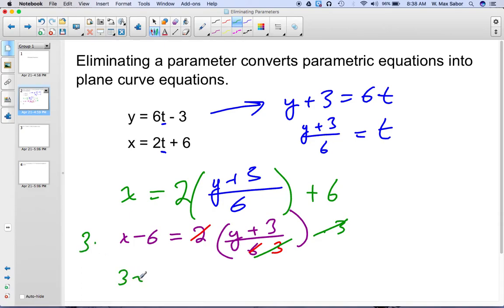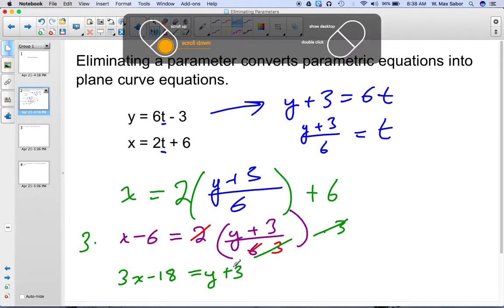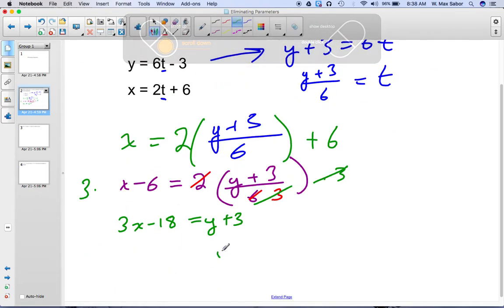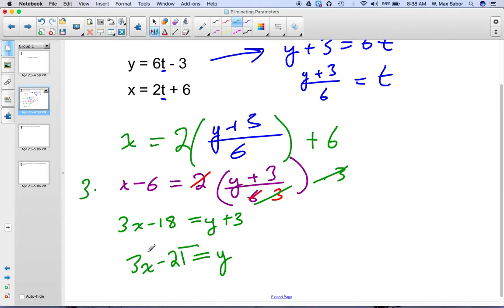So we get 3x minus 18 equals y plus 3, and this is the same as the plane curve y equals 3x minus 21. So what this is saying is that for the graph using these two parametric equations, the path that it follows is this linear equation.